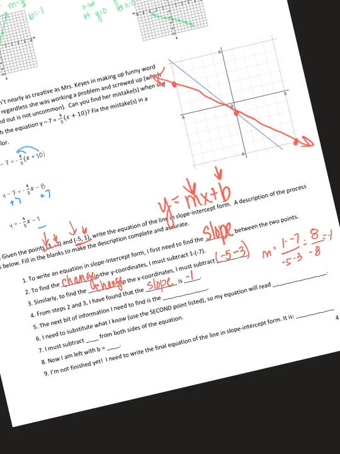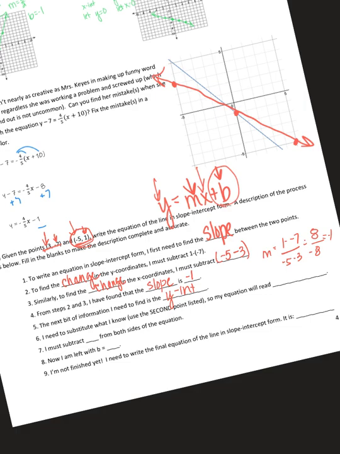The next bit of information I need is to find what did we need? If we go back to our equation, we needed slope and the y-intercept. So we also need the y-intercept. I need to substitute what I know so that my equation will read. So in order to find b, we have to plug in for y, m, and x, and the instructions specifically tell us to use the second point listed. So it would be this (-5, 1).